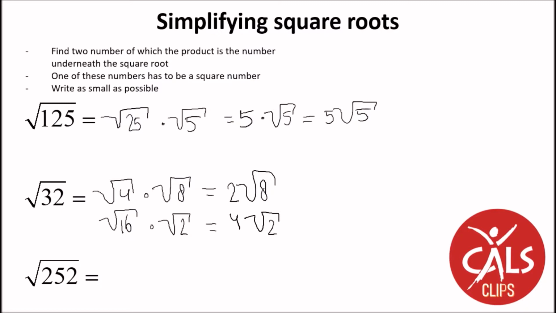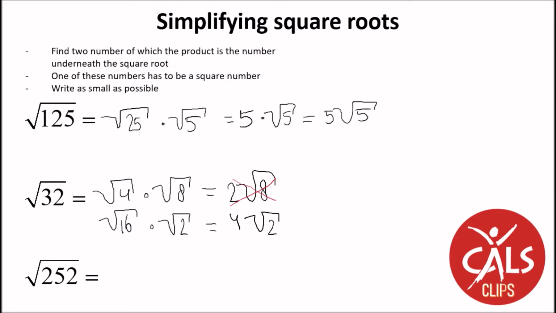And we had to write it with a number underneath the square root as small as possible. So that is a 2, not an 8. So in this case, this one is not the simplified square root of this one, but it's this. This is the correct answer.